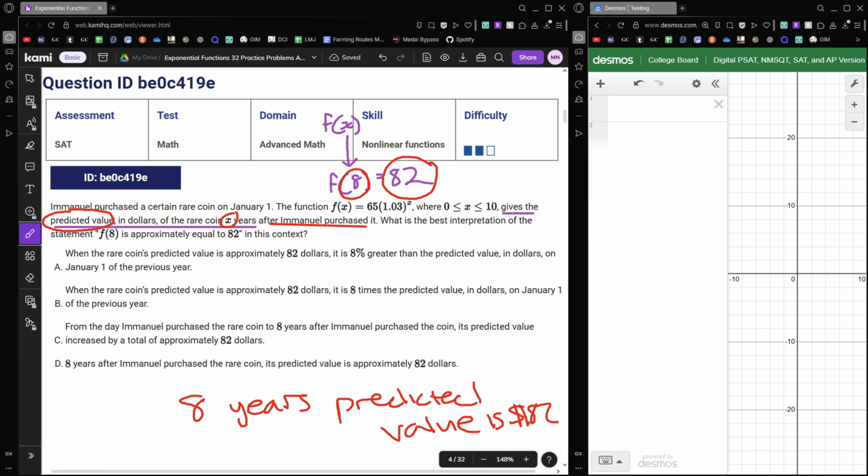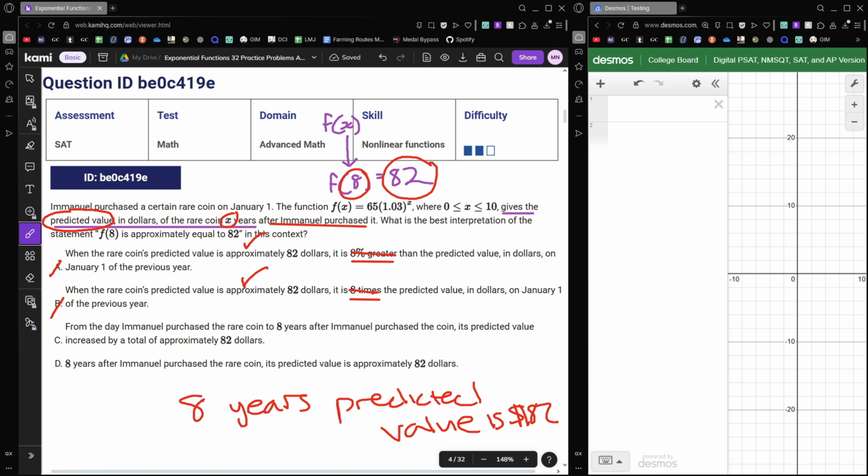A. When the rare coin's predicted value is approximately $82, so predicted value is $82, this first part would check off. It is 8% greater. Never do we ever mention anything about percents, so you don't even need to read the rest of that. B. When the rare coin's predicted value is approximately $82, we did say the predicted value is $82, so that's right. It is 8 times the predicted value. We did not say anything about it being 8 times, so don't need to read the rest of that.